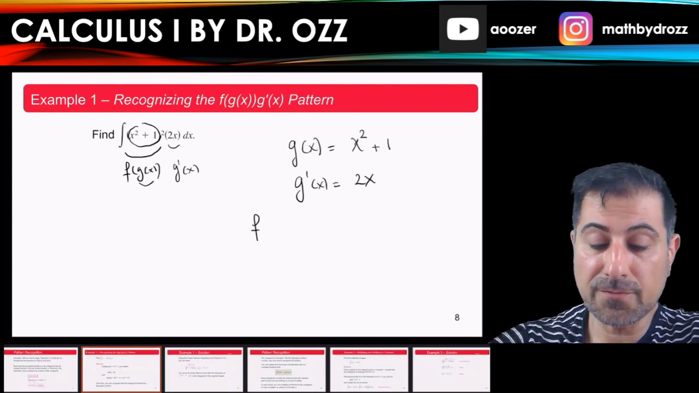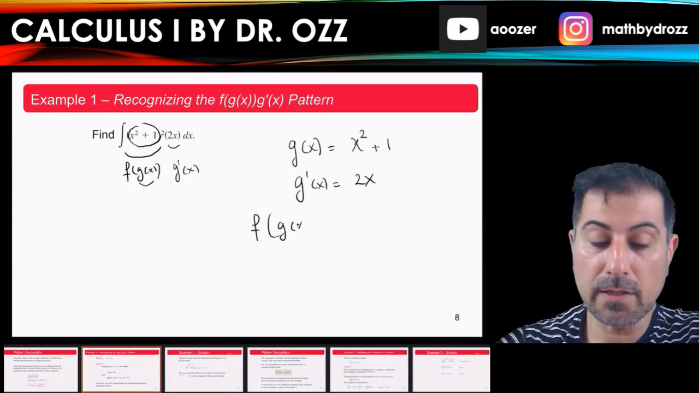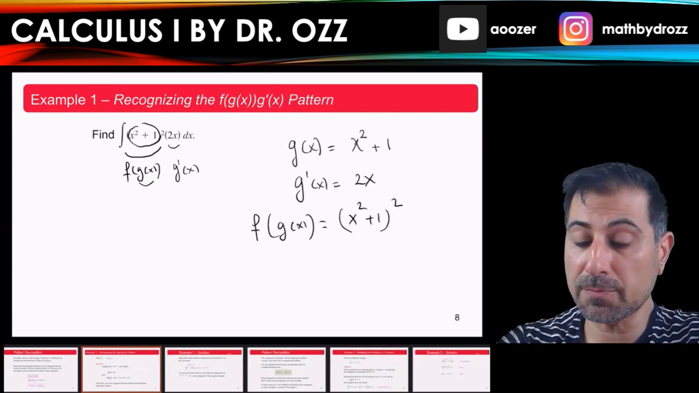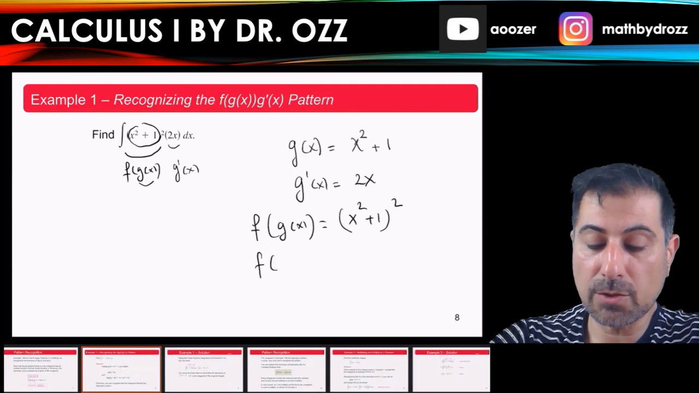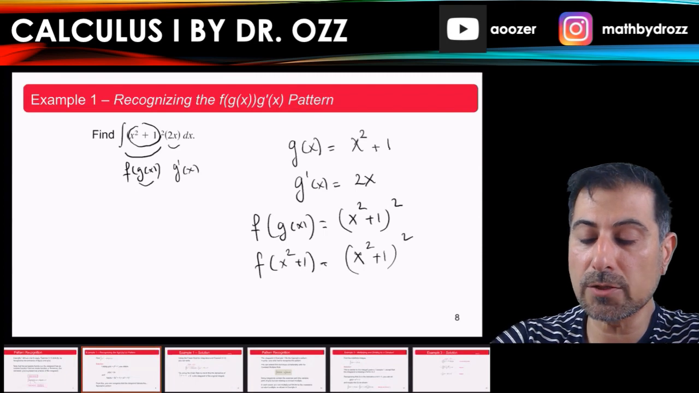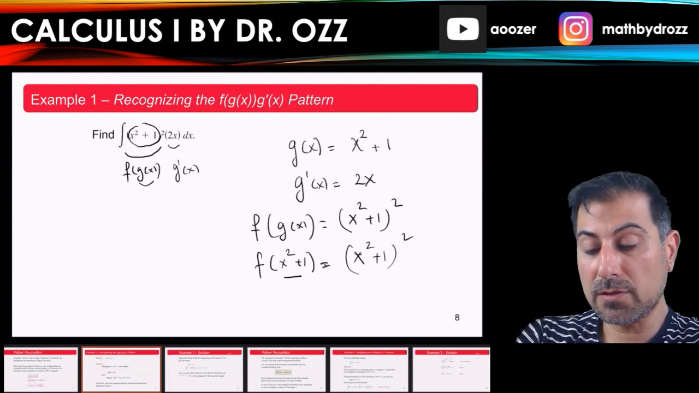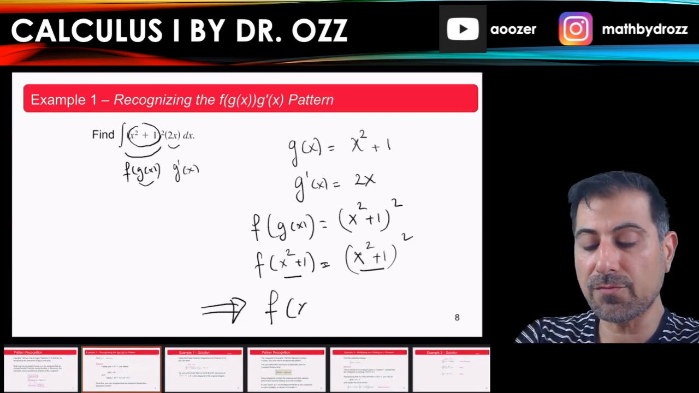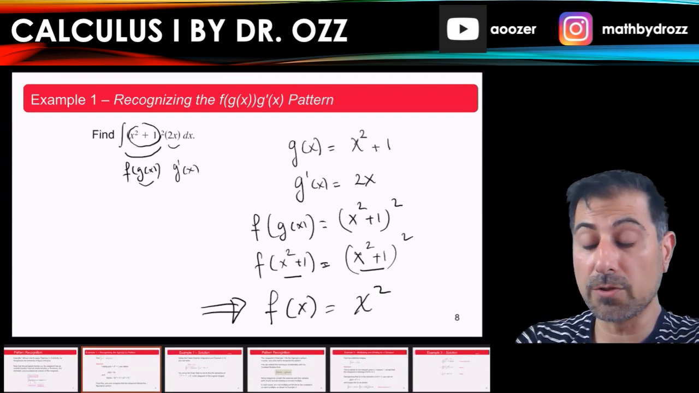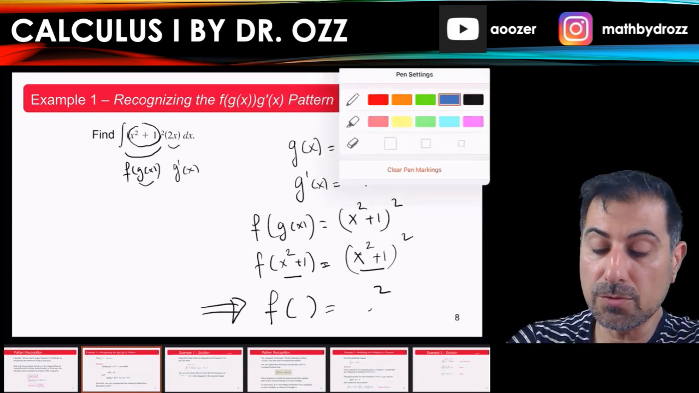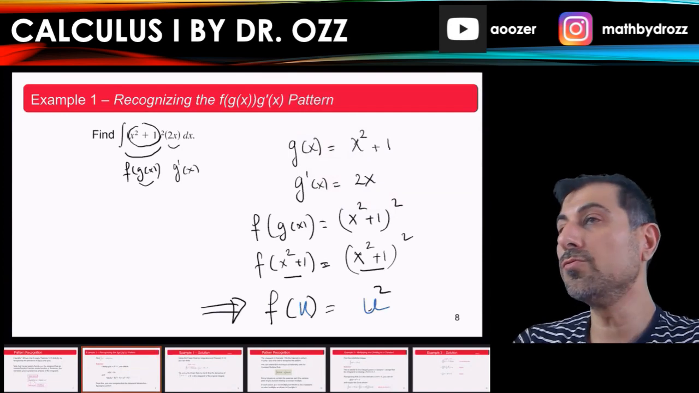And apparently f of g of x then should be x squared plus 1 squared, very well matching with this pattern here. That's in fact equal to f of x squared plus 1 equals x squared plus 1 quantity squared. So you have the input completely squared. So this implies that f of x should be just x squared. Or you can go with a dummy variable if you're confused with the x notation here. Take it as f of u equals u squared.